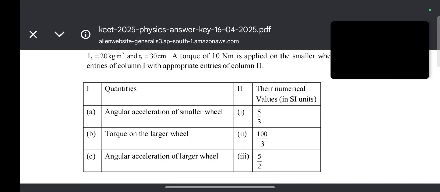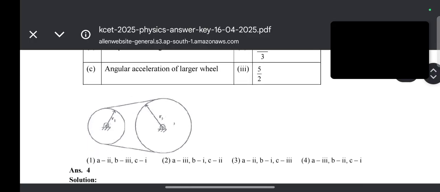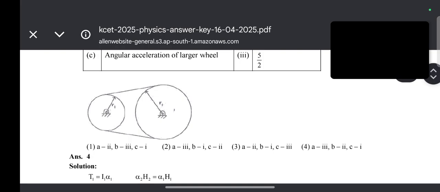The first column is quantities, and the second column is their numerical values. Angular acceleration of smaller wheel is 5 by 2, torque on the larger wheel is 100 by 3, and angular acceleration of larger wheel is 5 by 3. Option 1 is A is equal to 2, B is equal to 3 and C is equal to 1. Option 2 is A is equal to 3, B is equal to 1, C is equal to 2. Option 3 is A is equal to 2, B is equal to 1, C is equal to 3. Option 4 is A is equal to 3, B is equal to 2, C is equal to 1.